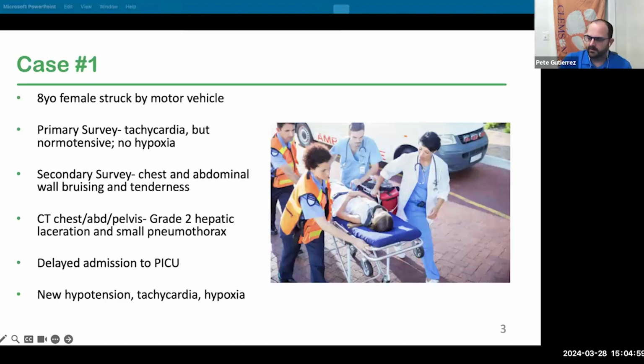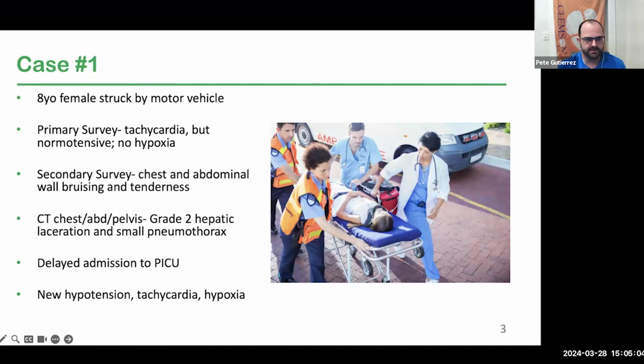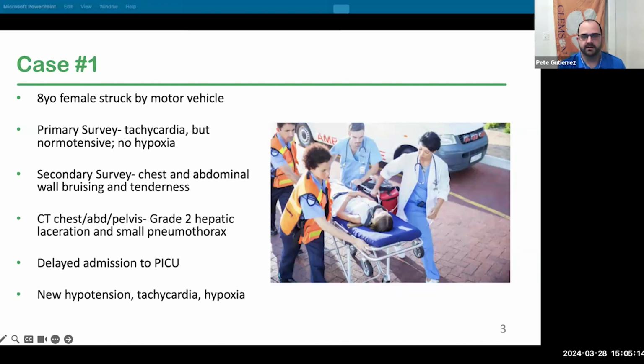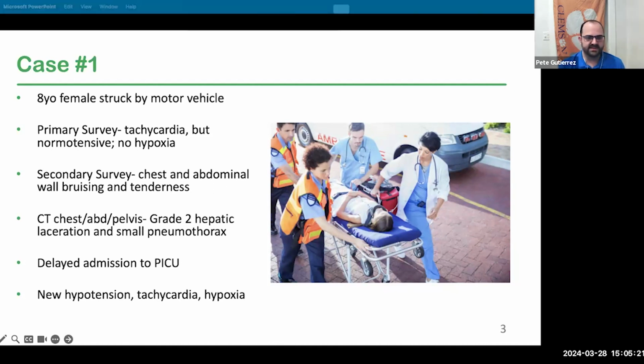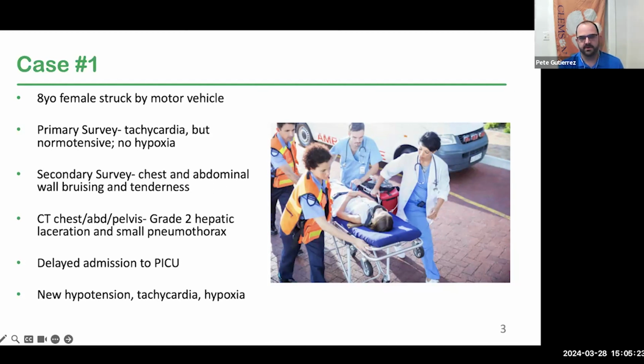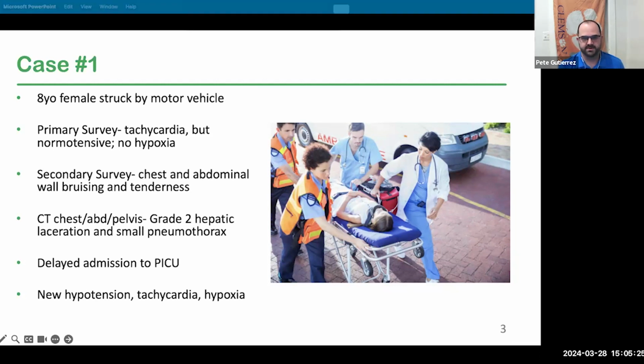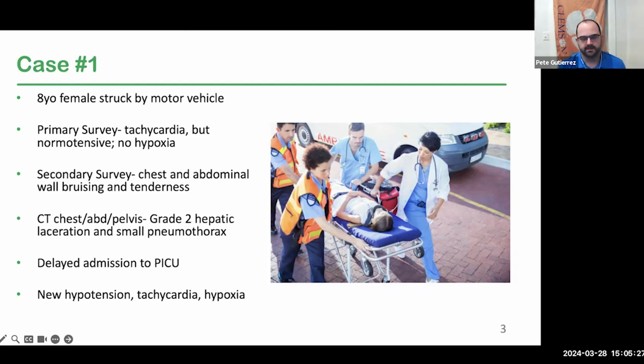All right. Any good medical talk starts off with a patient case. So here's our first one. This is an 8-year-old female who's struck by a motor vehicle. On her primary survey, she's tachycardic, but she's normotensive without hypoxia. On secondary survey, there's some chest and abdominal wall bruising and tenderness. CT scan done in the ED showed a grade 2 hepatic laceration and a small pneumo. And of course, for multiple reasons, there was a delayed admission to the PICU.